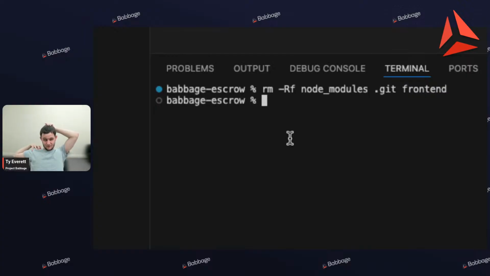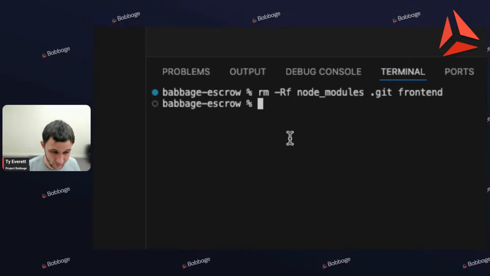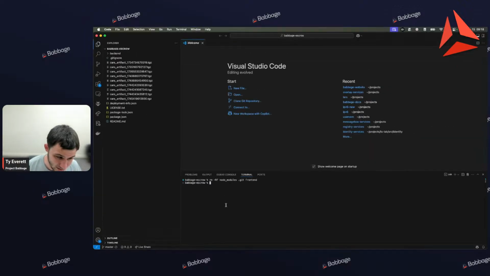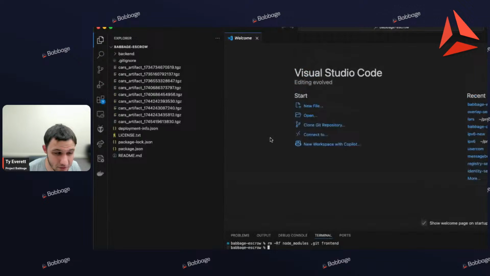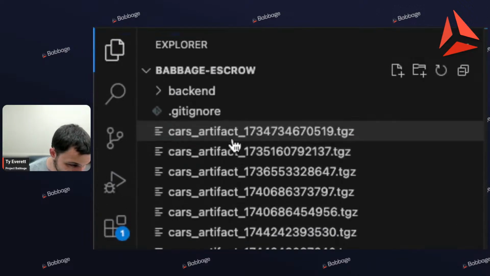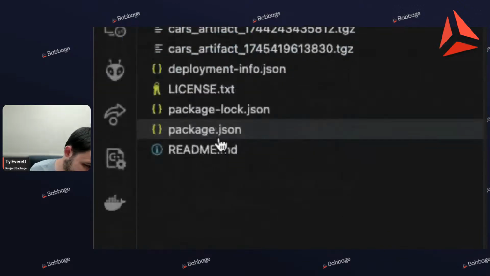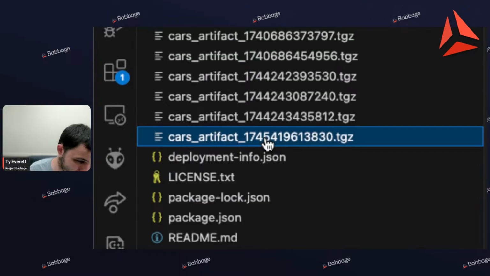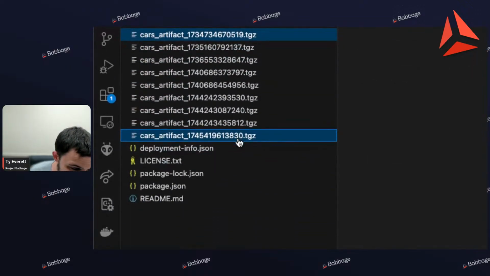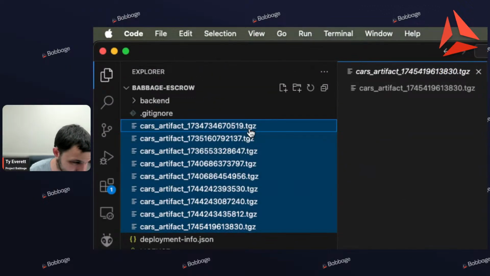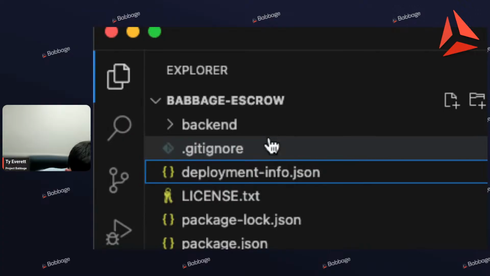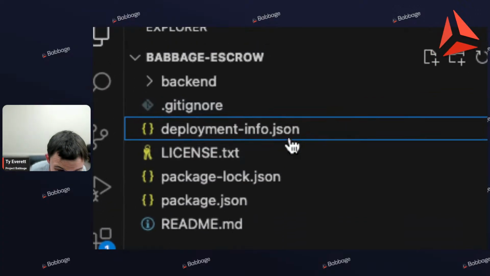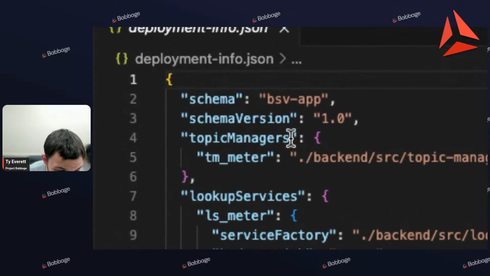It's what are you going to use this library for? Who is doing what valuable work and who is mediating disputes, et cetera. And then we got all these artifacts from all the times that I've released the meter application, and I'll just delete them. Okay, so we got a back end. Deployment info, we're going to modify this already.